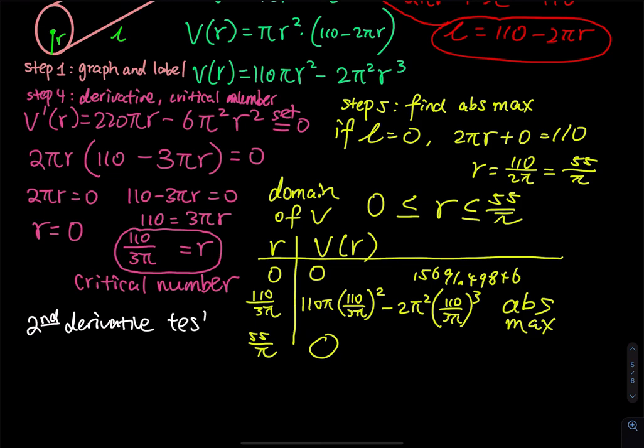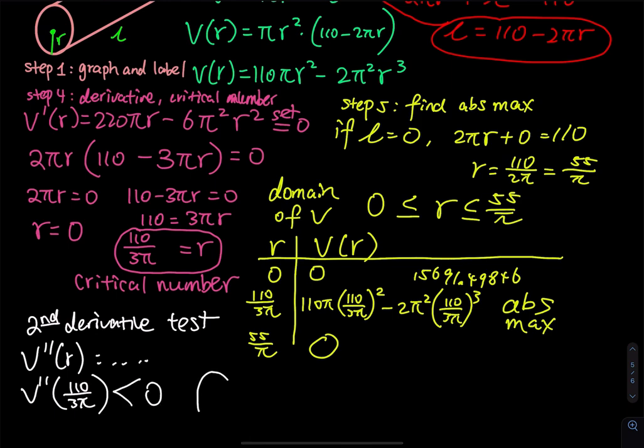If you are using the second derivative test, you will be getting V double prime, right? So V double prime, and then at r equal to 110 divided by 3 pi, in order to get a maximum, this must be less than 0, right? So you have a concave down, and then at this point, you have a maximum. This is what you will get using the second derivative test.